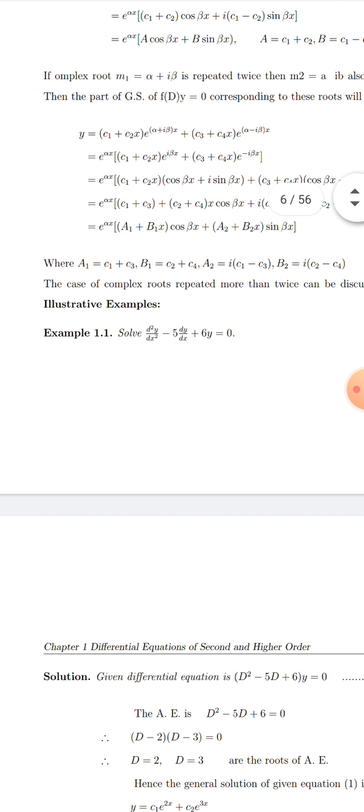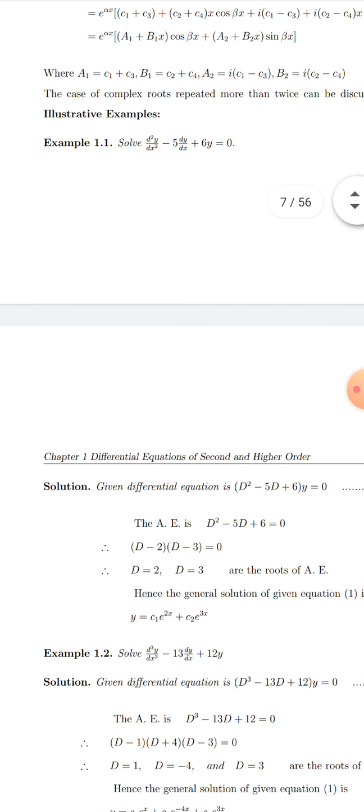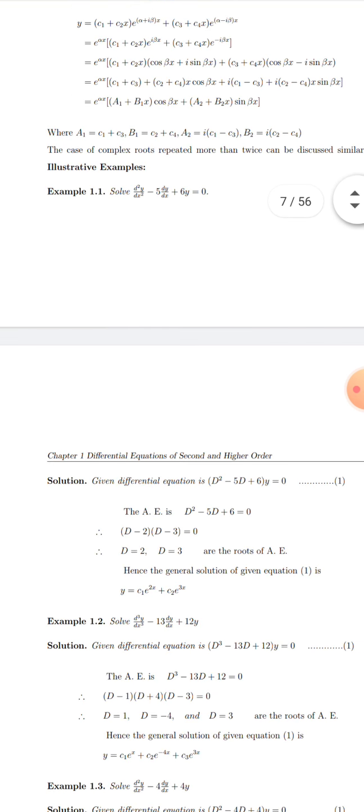These are complex roots. So by using this we have to find some examples and find the solution of these examples. Solve d square y by dx square minus 5 dy by dx plus 6y is equal to 0. So we have to solve this equation. Just we have to find the complementary function.